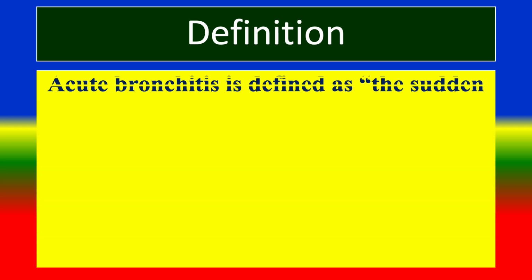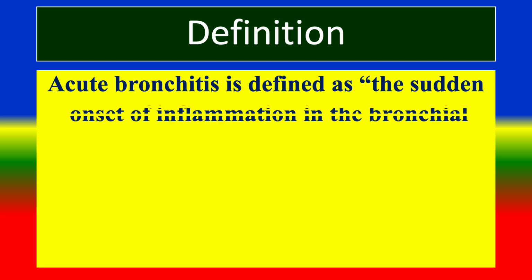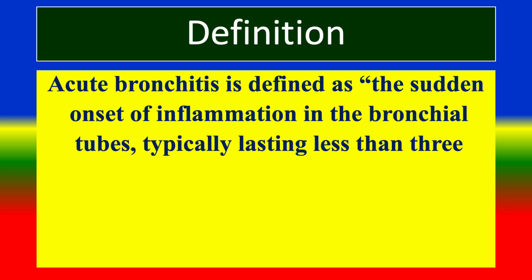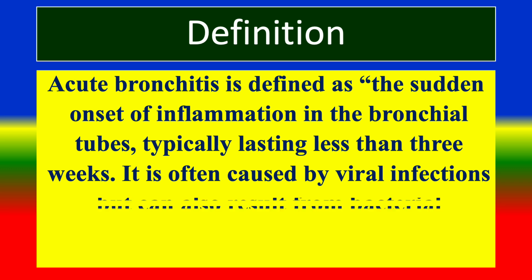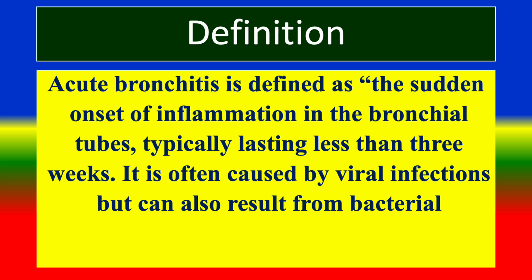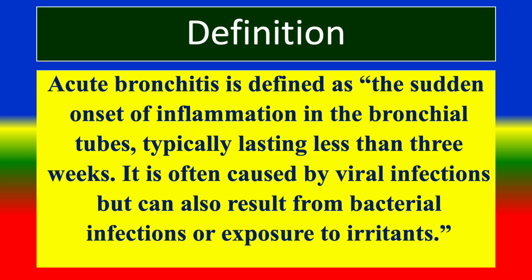Definition. Acute bronchitis is defined as the sudden onset of inflammation in the bronchial tubes, typically lasting less than 3 weeks. It is often caused by viral infections, but can also result from bacterial infections or exposure to irritants.